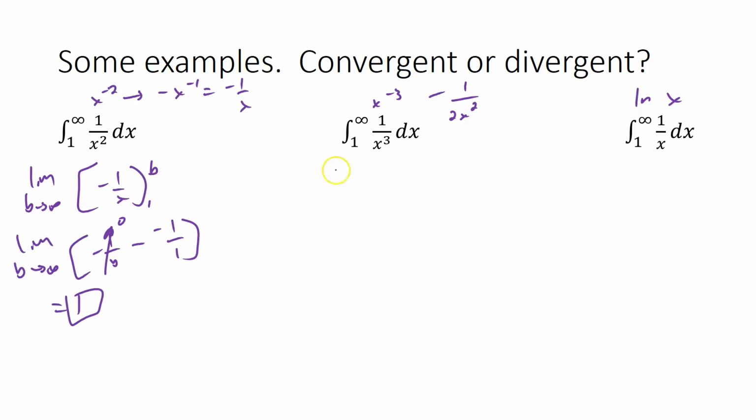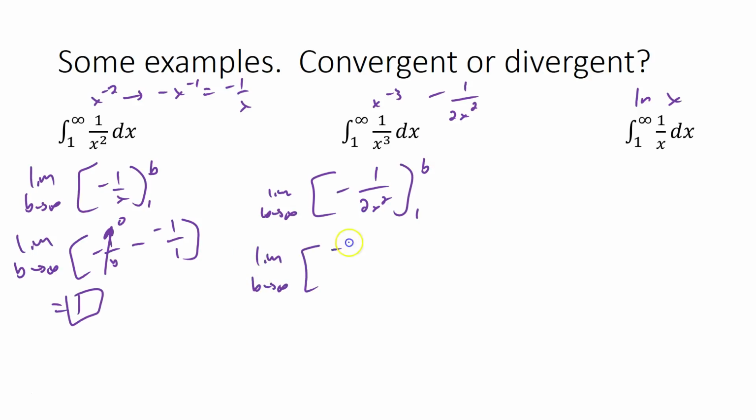Here, let's see here. We would have limit as b approaches infinity of, let's see, it would be negative 1 over 2x squared, 1 to b. Plug in b to infinity, negative 1 over 2b squared, and then minus 1 over 2 times 1 squared, which is negative 1/2. It's minus a negative, so it's going to become a positive. So this goes to 0, so this becomes a positive 1/2.